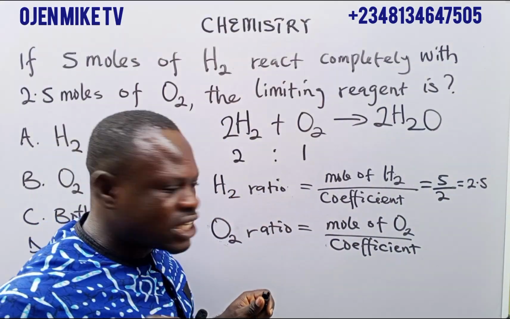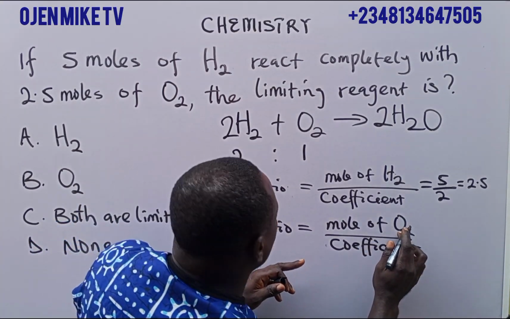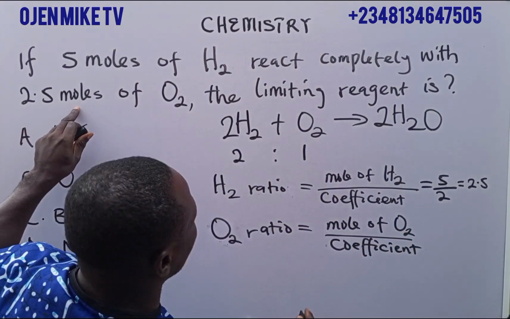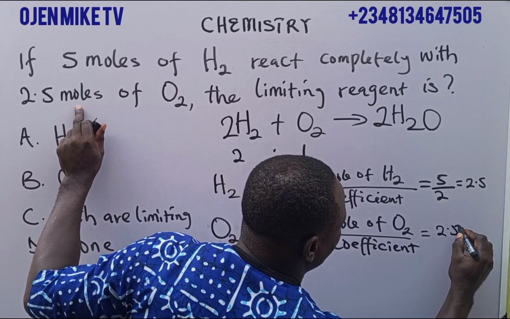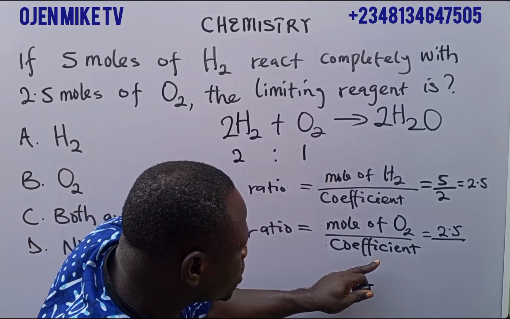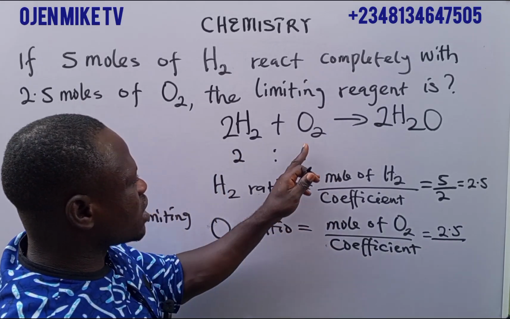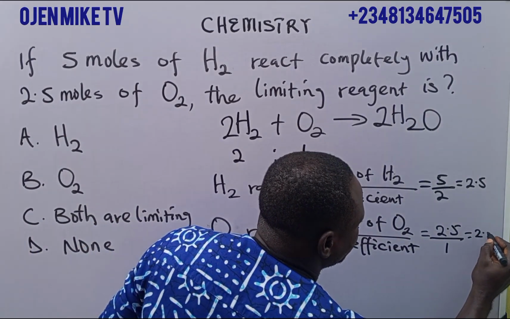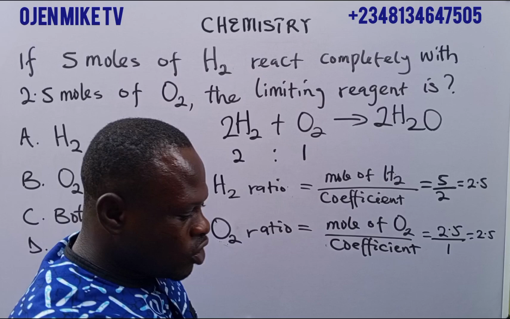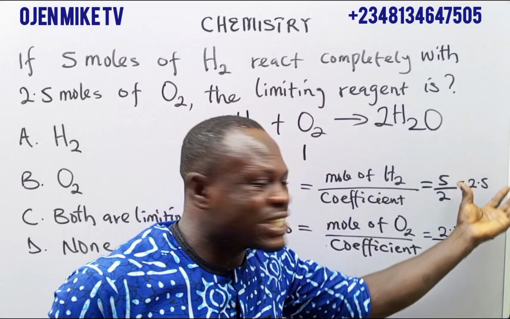Come to oxygen gas. The mole of oxygen gas is 2.5 moles, so it equals 2.5 moles divided by the coefficient of oxygen gas. Look at it, the coefficient is 1. 2.5 divided by 1 equals 2.5. It means that both of them are the same.